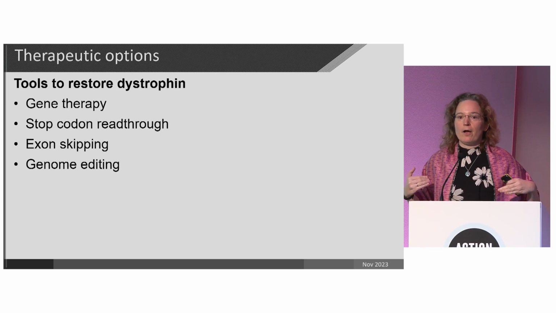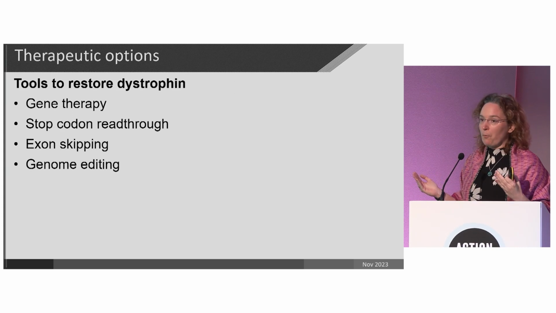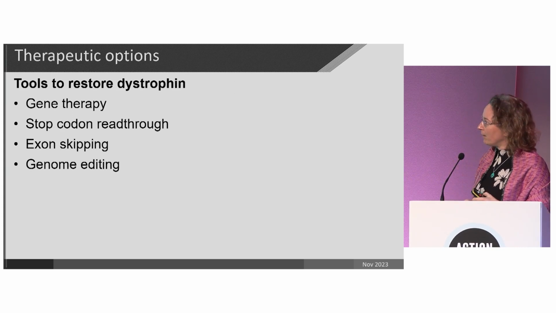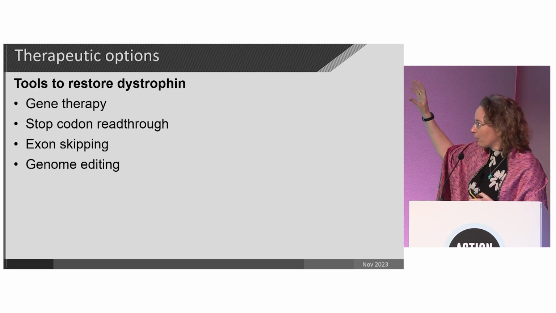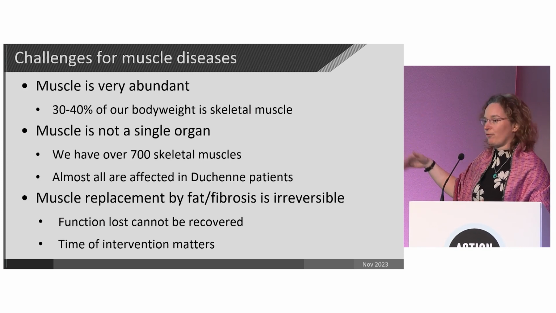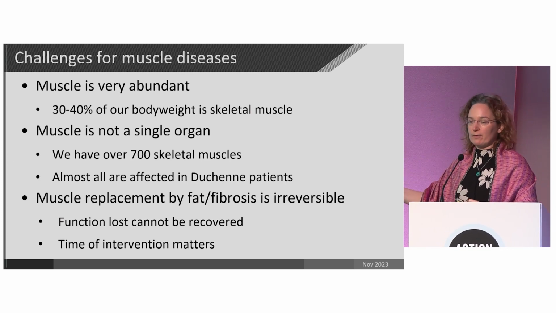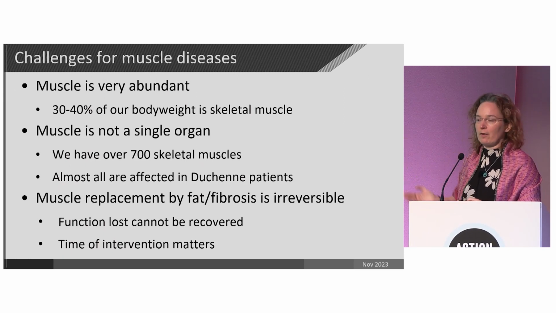So, since all the problems that go wrong in Duchenne are because there is no dystrophin in the skeletal muscles, an obvious solution would be to restore the dystrophin. And there's different ways that can be done. Gene therapy, stop codon read-through, exon skipping, and these 3 are all approved around the world. And then genome editing, which is in preclinical stage. So I'll explain for each of them how they work, what the current state of the art is, but also what the challenges are, because none of these things are cures.